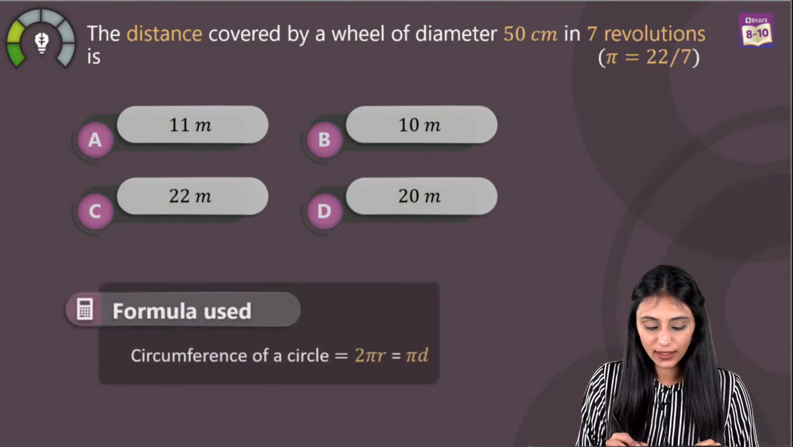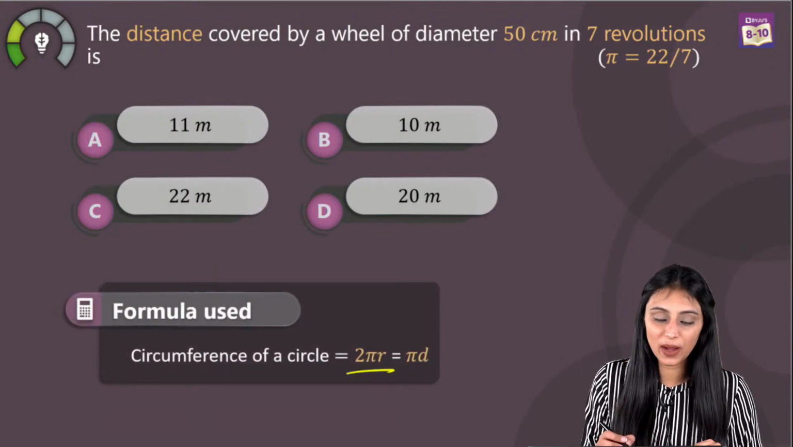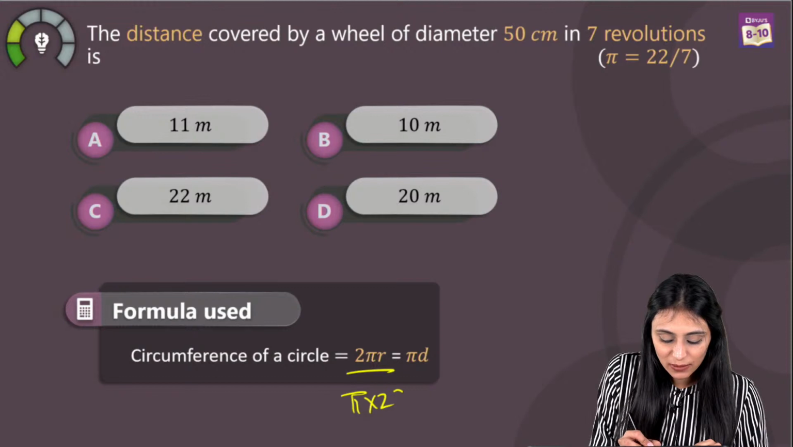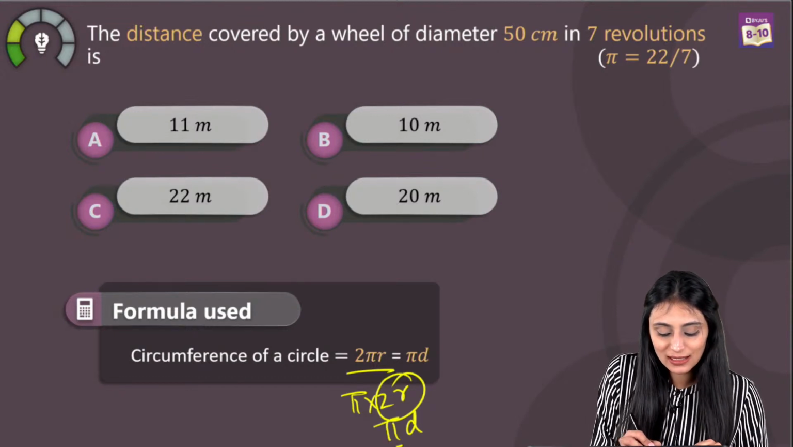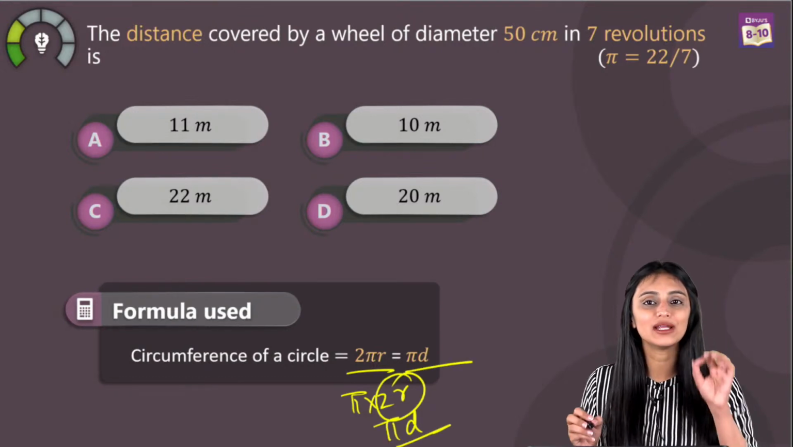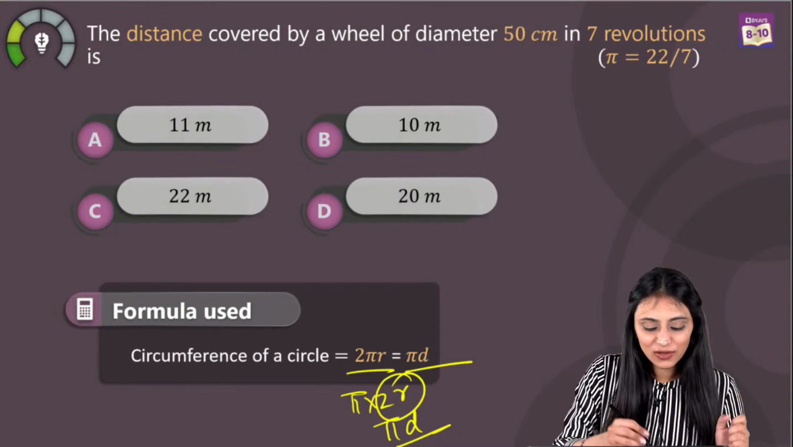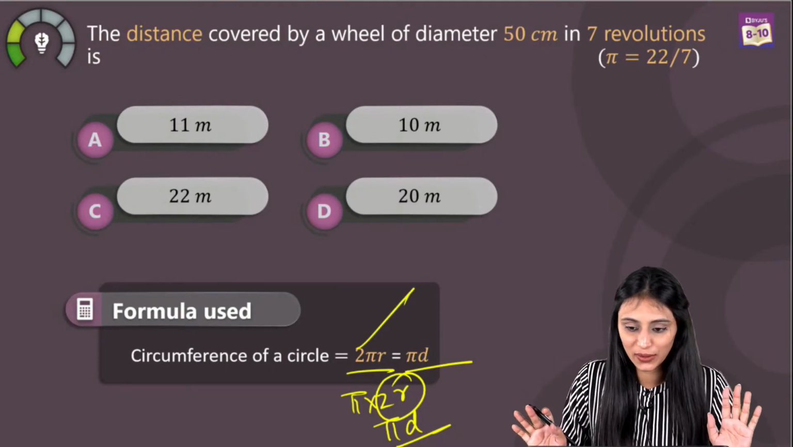So I can say one thing here, that the circumference of a circle is 2 pi r. So I can write this as pi times 2r. 2r is nothing but the diameter. So I can write circumference as pi d, correct? Even if you use 2 pi r, that is also correct, okay?